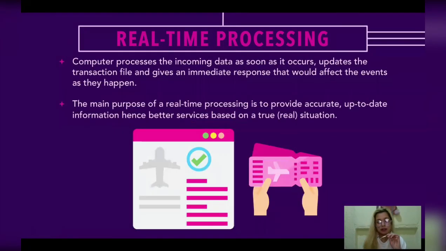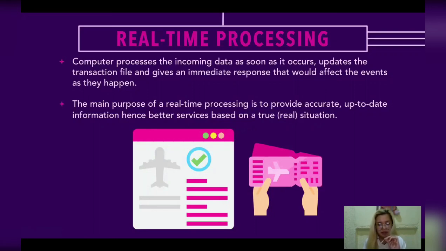Okay, next is real-time processing. The computer processes the incoming data as soon as it occurs, updates the transaction file, and gives an immediate response that would affect the events as they happen. This is different from online in that for the latter, an immediate response may not be required. The main purpose of real-time processing is to provide accurate, up-to-date information, hence better services based on a true real situation.